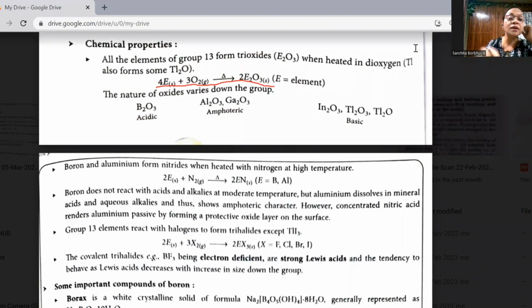Now, if we go to the nature of the oxides, boron oxide is acidic. Aluminum and gallium oxides are amphoteric. Indium and thallium oxides are basic. Notice the +3 oxidation state for thallium and the +1 oxidation state for thallium, both are basic in nature, though the +1 oxidation state is dominant. Okay, going to the next one.